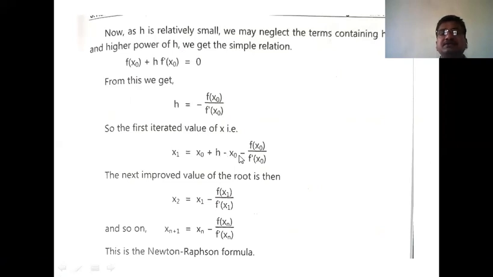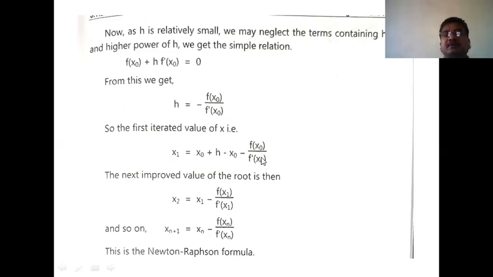So substitute this x0 plus h. What is x0 plus h? It is x0, as it is, minus f of x0 divided by f dash x0. That is, we have the formula for x1: x0 minus f of x0 divided by f dash x0.